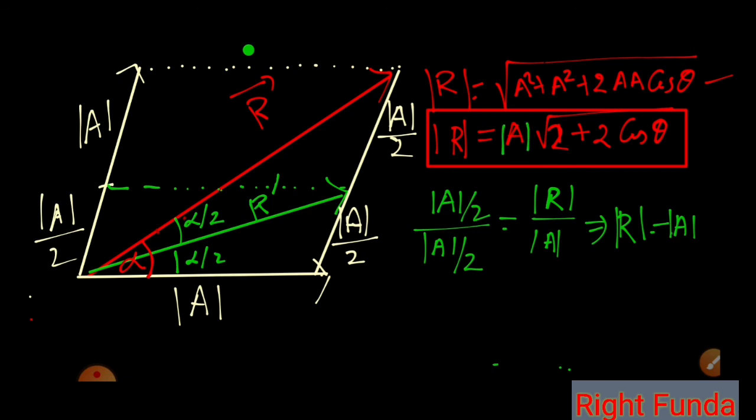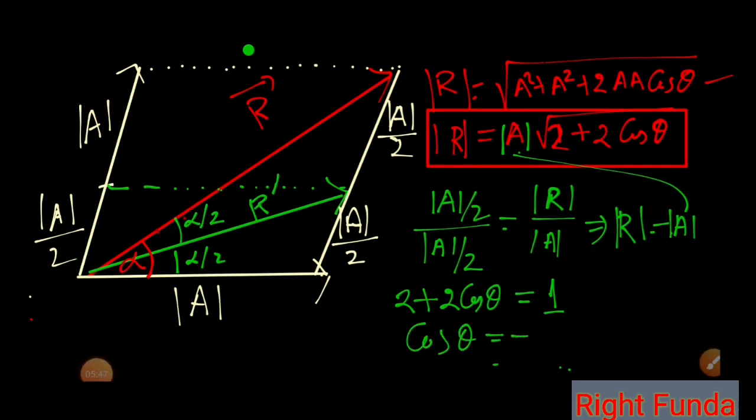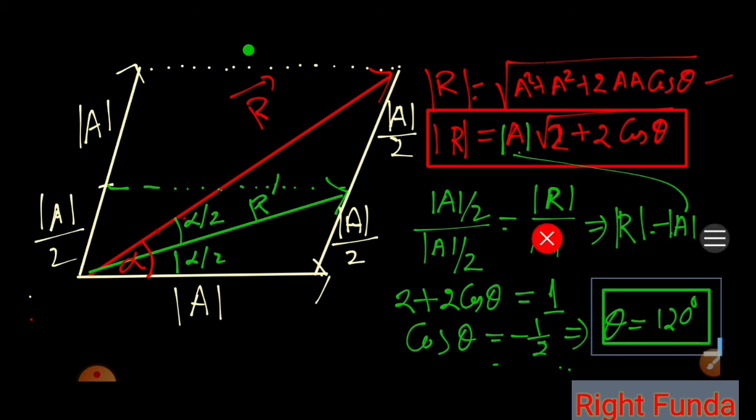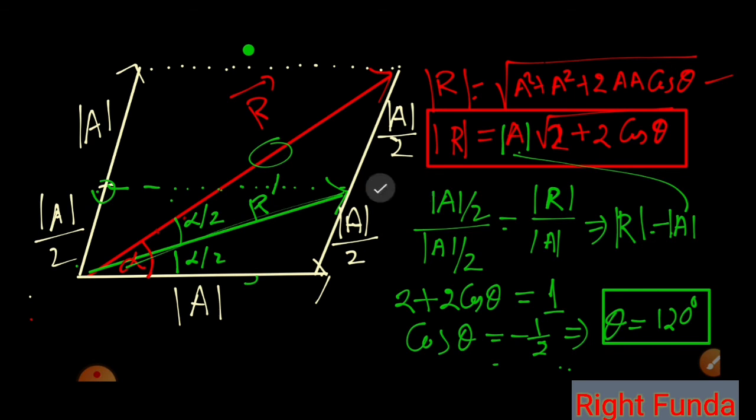So if I put this value, substituting it here, 2 plus 2 cos theta is equal to 1. So cos theta is equal to minus half, and from this I get theta equal to 120 degrees. So in this question the answer is that the angle between the two vectors, or two forces, is equal to 120 degrees.